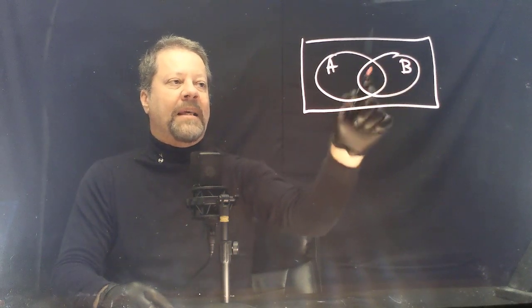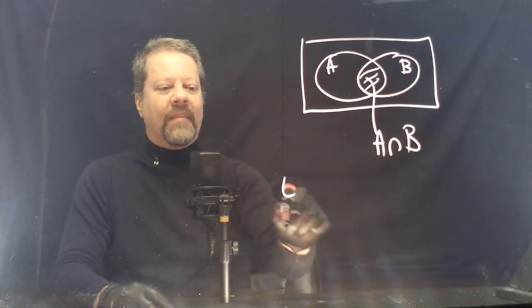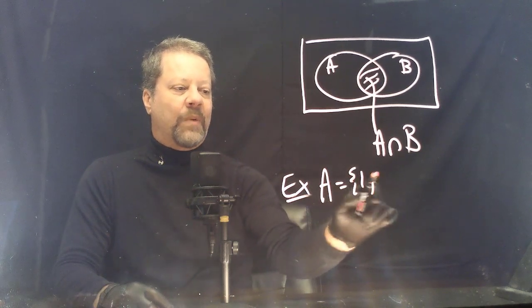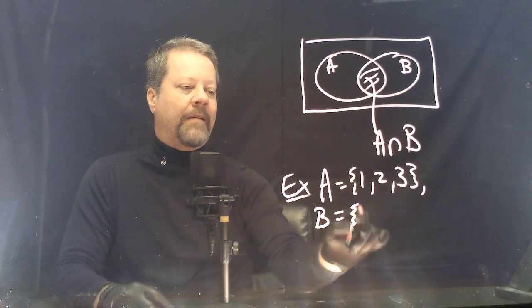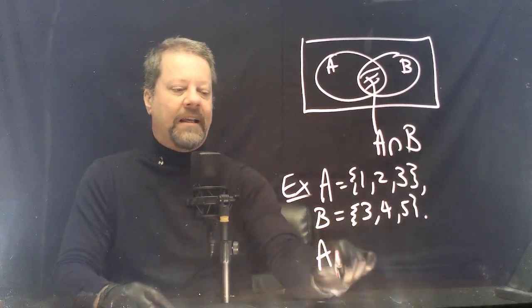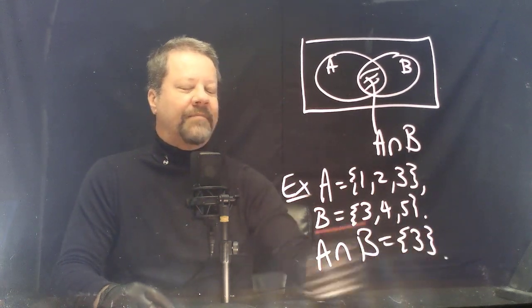In terms of the Venn diagram, if this is set A and this is set B, then that is A intersect B, the region of overlap. And for example, if A is 1, 2, 3, and B is 3, 4, 5, then A intersect B is the set that contains 3.